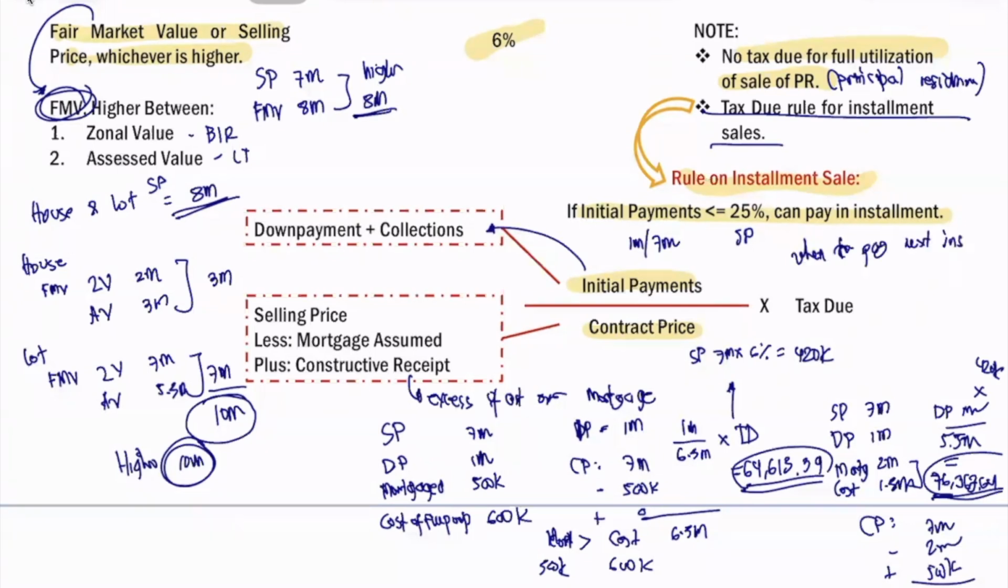Sir, next question. When can we pay, when to pay next installment? Of course, 30 days after the payment. So let's say, initial payment, ayan siya, and then nakakolect ka uli ng 2 milyon. So yung 2 million na yun, babayaran mo 30 days after the payment for installment sale. Okay?